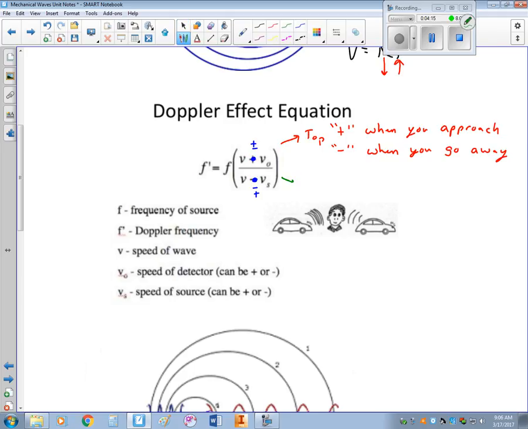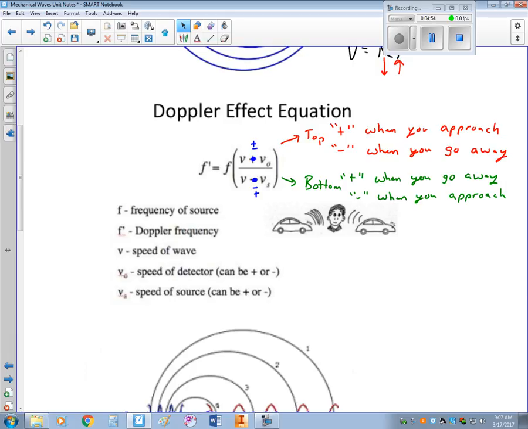And then on the bottom here, you'd use a plus when the source is approaching you, or when you're getting closer to the source, and then a minus when the source moves away. And again, we're not going to use this math, but I felt it important to throw in here.